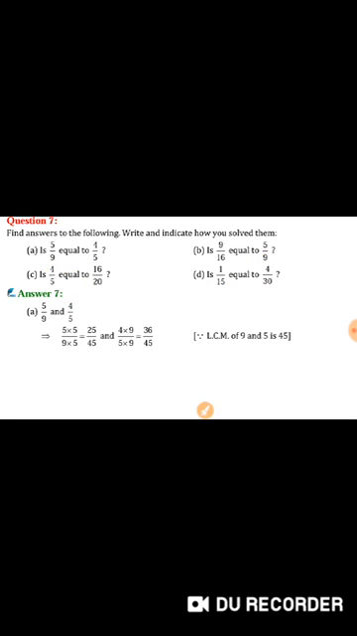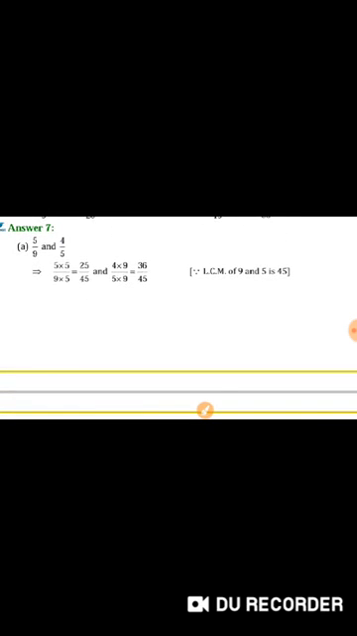So this is the first question, 5 by 9 and 4 by 5. 9 and 5 are different denominators, and 5 by 9 and 4 by 5 are already in the simplest form. We cannot bring them to a simpler form. So then we have to find the LCM of 9 and 5. The LCM of 9 and 5 is 45. So that 45 we have to make as the denominator for both. So 5 by 9, how many 9s are 45? 5s are. So we have to multiply both numerator and denominator by 5.